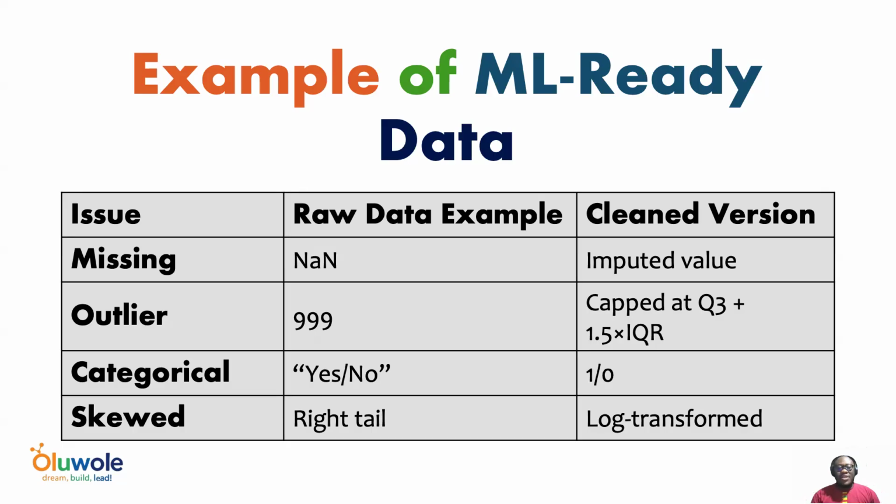Are you capping it using the quartile method or what? Then categorical value: do you have yes and no converted to what? 1 and 0. Skewed: is it skewed to the right or to the left or to the middle? Then we use what we call a log transform. You'll be seeing all these tonight. So this is just an intro to what we'll be doing tonight.